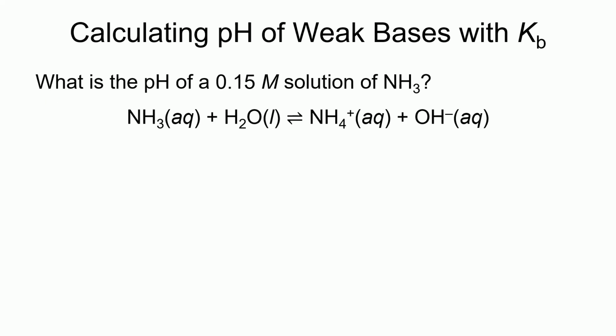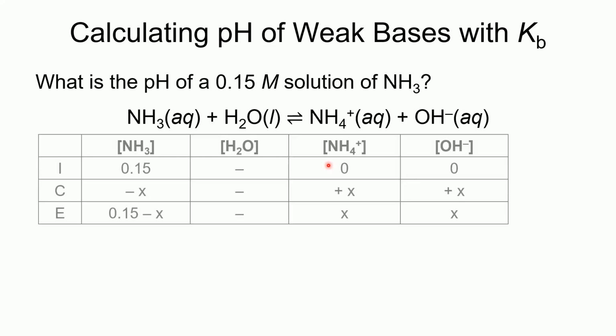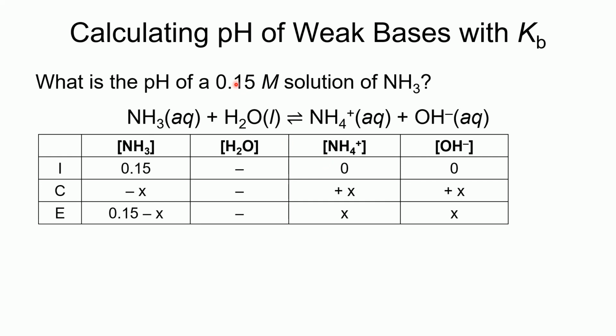We're going to be using a concentration table, just like we did with weak acids. And in that concentration table, we will put the initial concentration of ammonia here. Again, this should look very familiar. In fact, you will get to the point where you can do these very, very quickly. But our initial concentration of ammonia, water we can ignore because water is the solvent. Ammonium ion and hydroxide ion, both of their initial concentrations are 0.